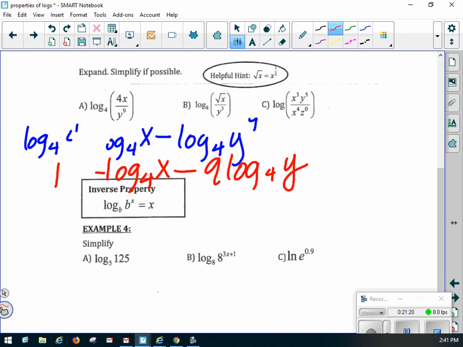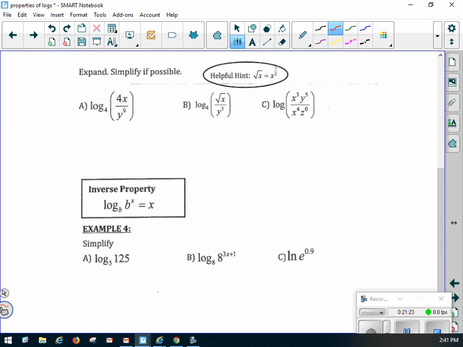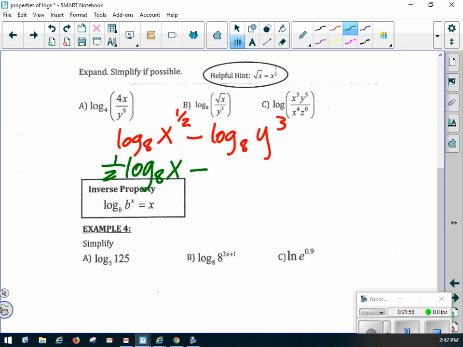B. What are we going to do with B? Log base 8 of, which I could write as x to the 1/2. Keep going. Well, we'll get there in just a second. And if you can do that in your head, I don't have a problem with it. That's fine. How are we going to rewrite this one? Minus.